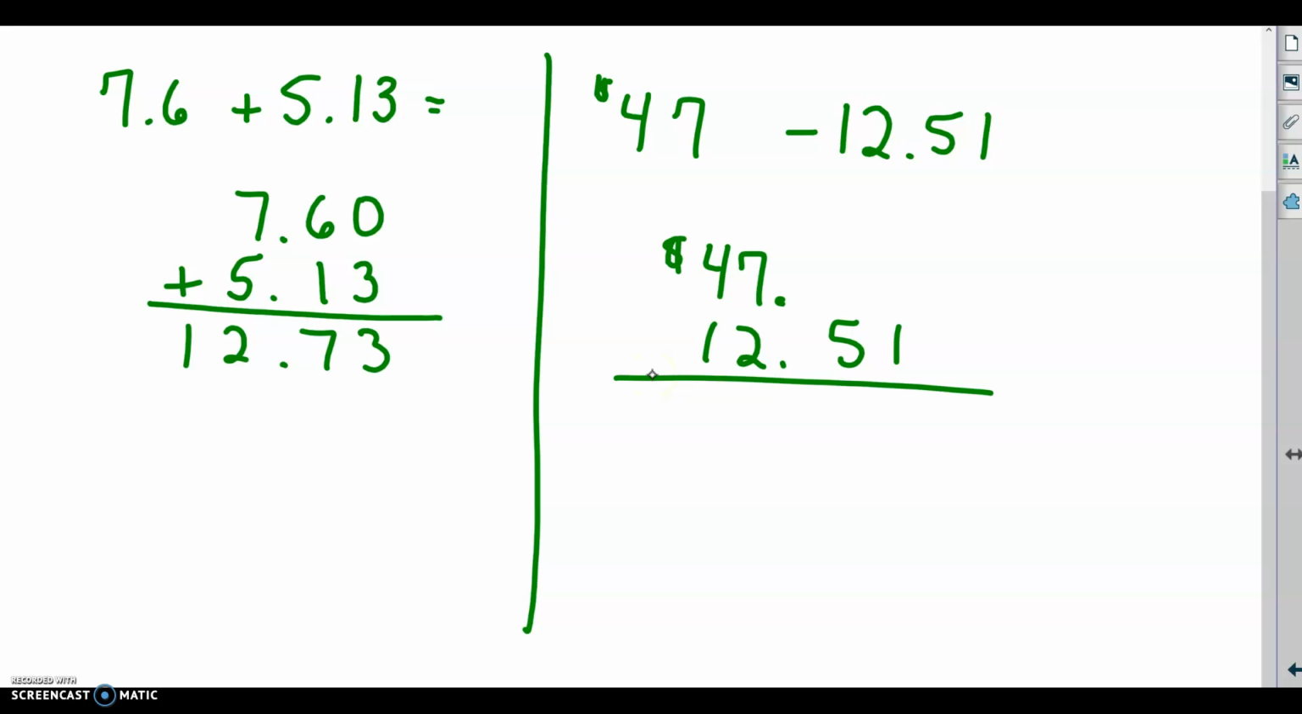Here's where a lot of kids go wrong. They just bring the 1 straight down and the 5 straight down. But remember, you really have zeros up here. Can you do 0 minus 1? No. So you borrow. The 7 becomes a 6. This becomes a 10. Borrow 1 from the 10. This becomes 10. And I know you know how to do this part. Decimal comes straight down. So the answer is $34.49.